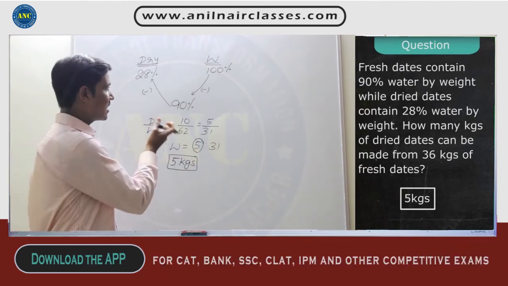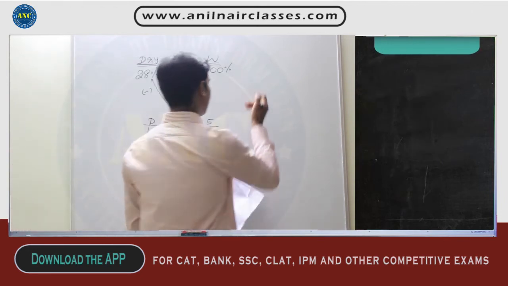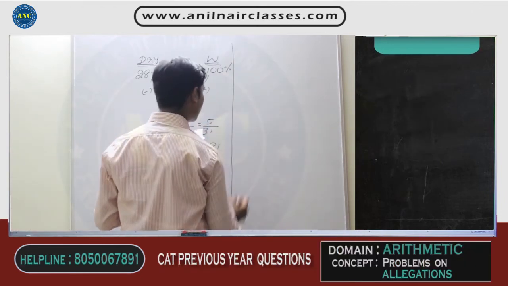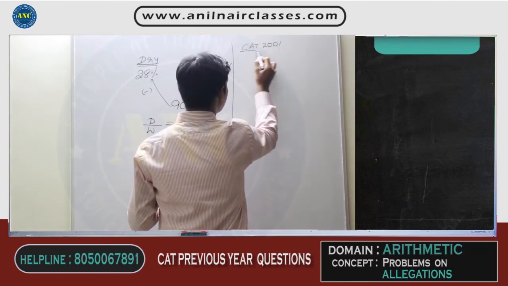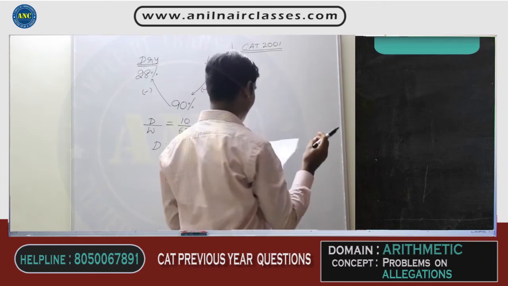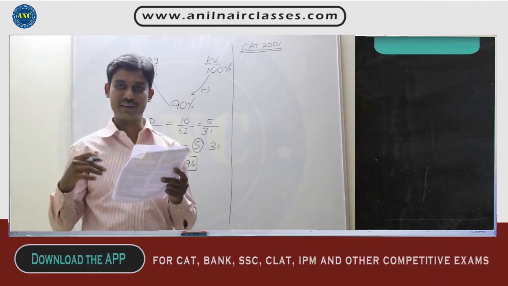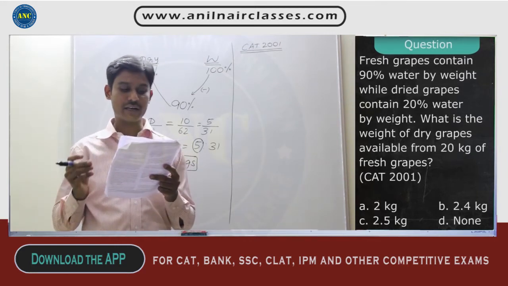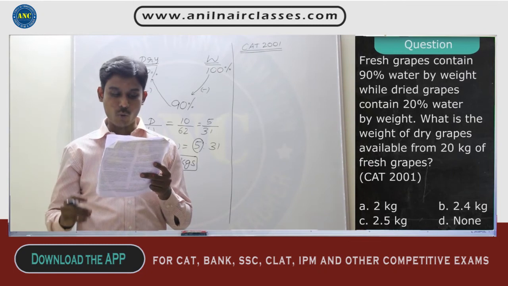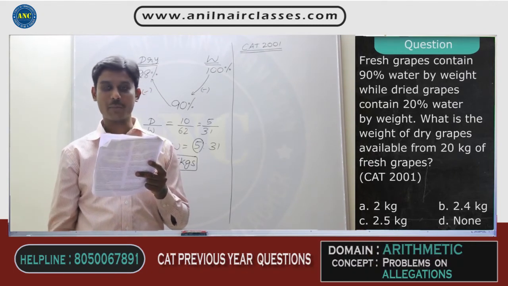Now, this is nothing but our classroom question, right? Now, please see the original question which came in the examination in CAT 2001. This is the original examination question, which is exactly similar to whatever we have solved right now. Please read the question, sir. Fresh grapes. Now instead of dates, they are only telling it as grapes. It makes no difference. Fresh grapes contain 90% water by weight, while dry grapes contain 20% water by weight.